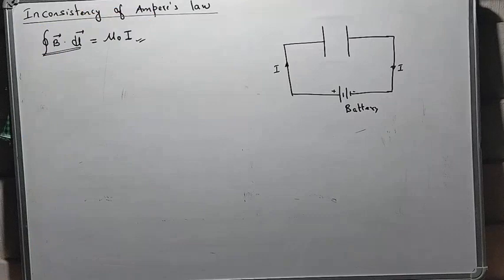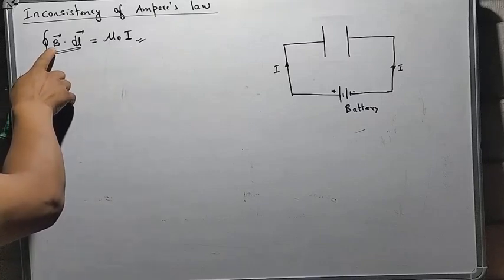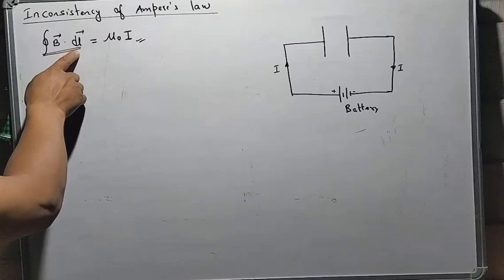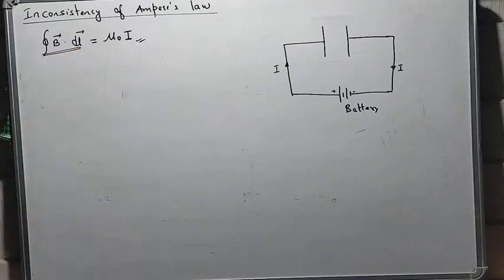Inconsistency of Ampere's circuital law. We know Ampere's law is given like this. That is, the line integral of the magnetic field around any closed loop is equal to mu naught times the total current which is enclosed by the loop.